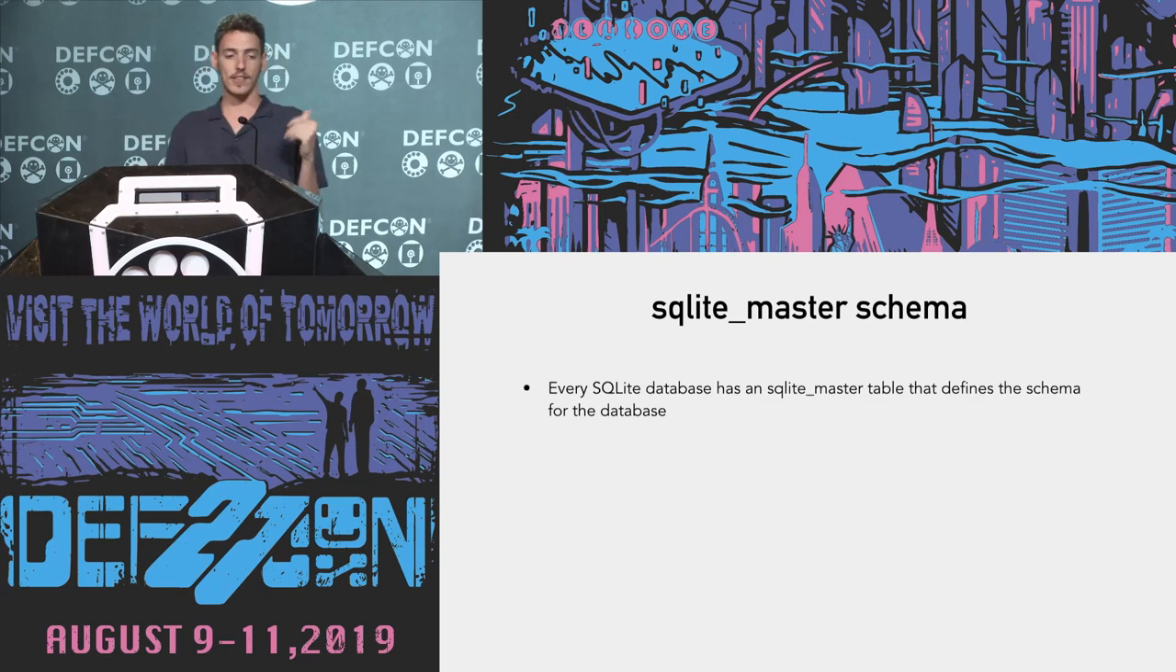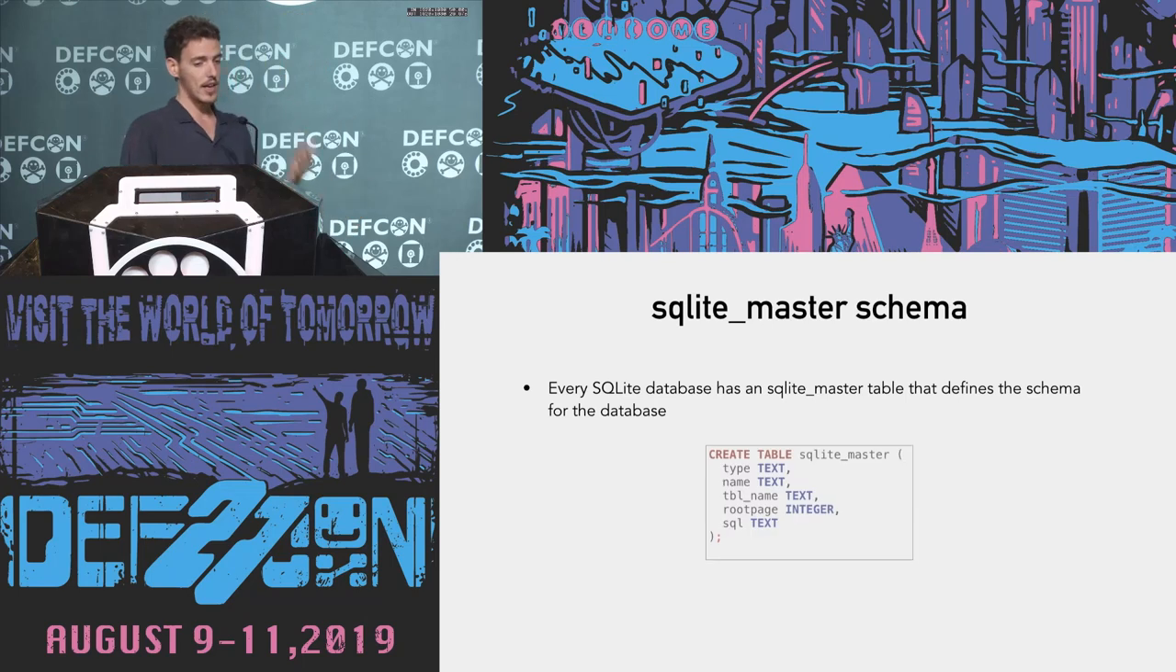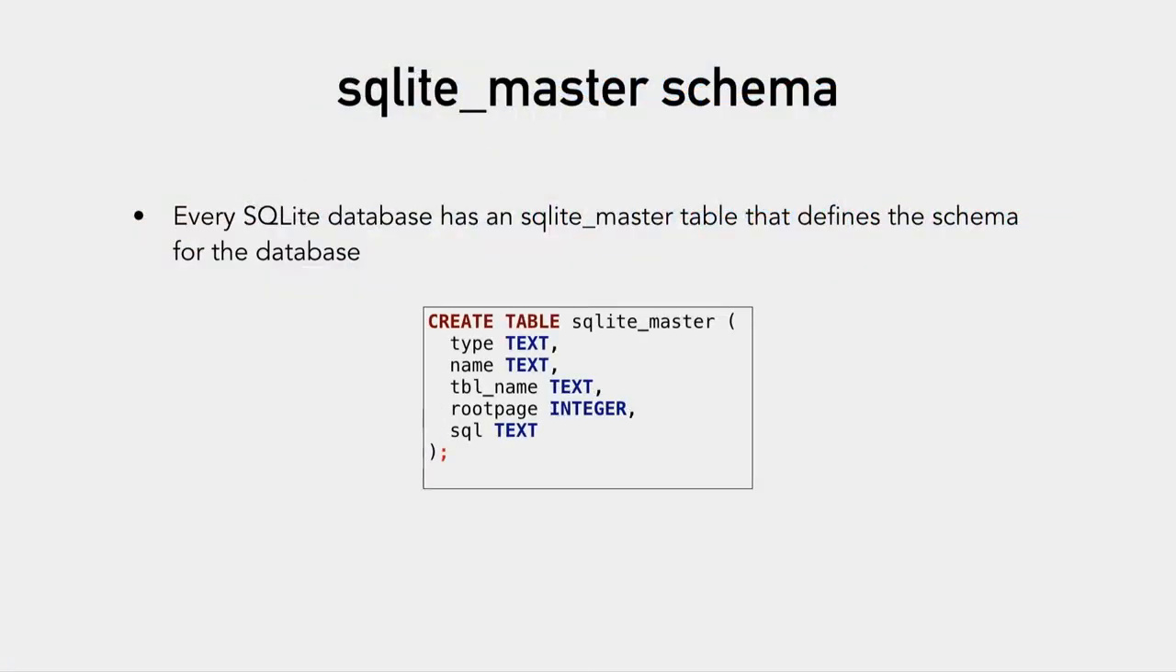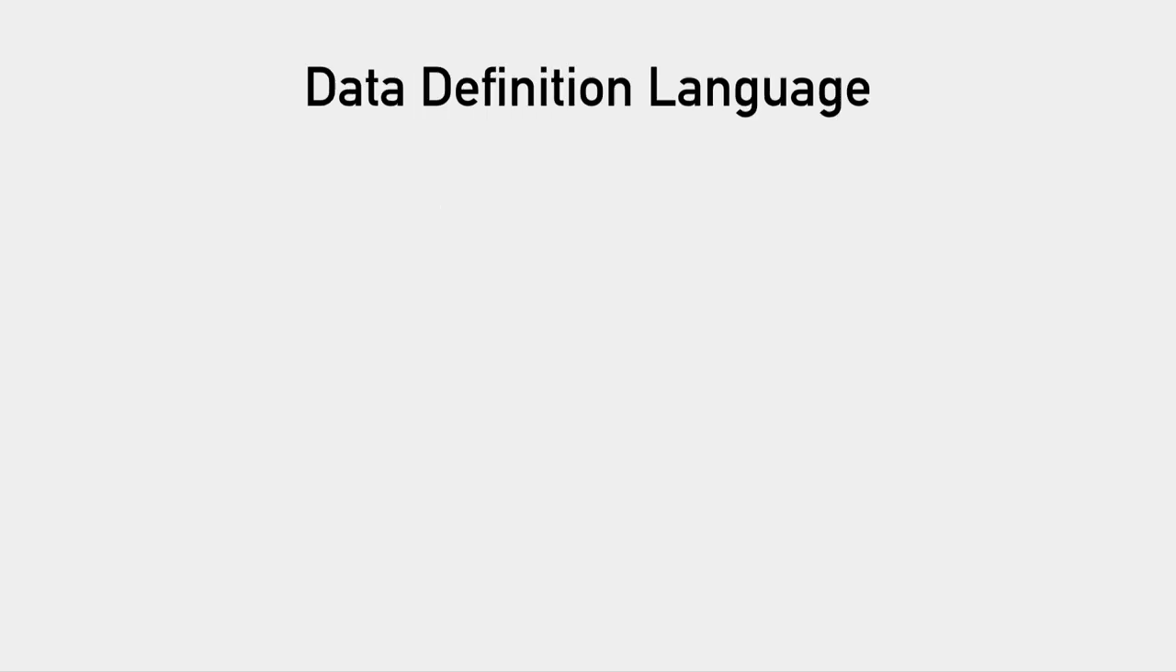Every SQLite database has an SQLite master table that defines the schema for the database. And this is its structure. You can see that it's actually a table. And every entry there has the type of the object, like a table or a view, and its name, and root page, because if you recall, everything is contained within this file, and a field called SQL. And SQL is actually the DDL describing the object.